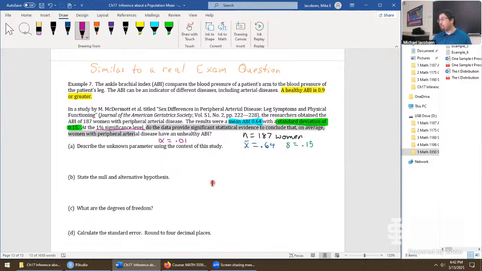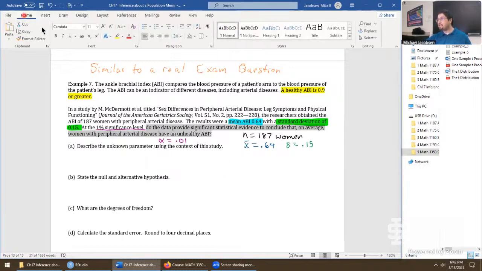Women with peripheral arterial disease have an unhealthy ABI. We'll compare that with the above statement. Unhealthy ABI is less than 0.9. They're indicating a left tail test here by that statement.